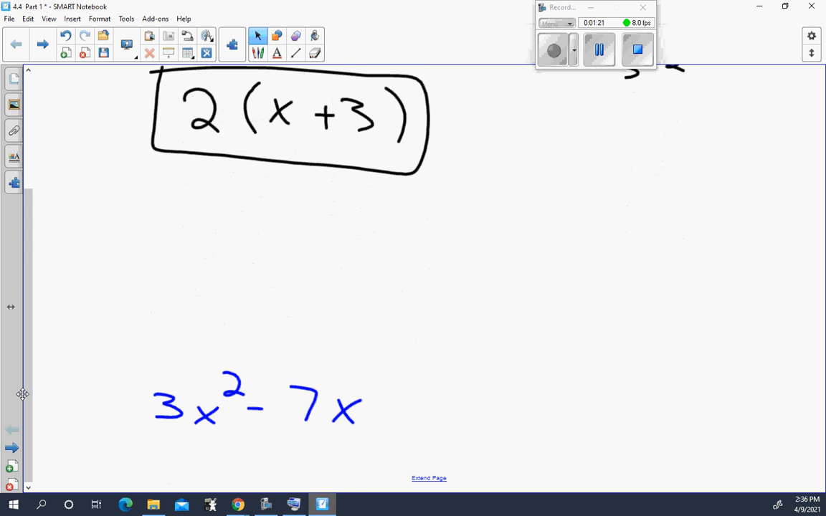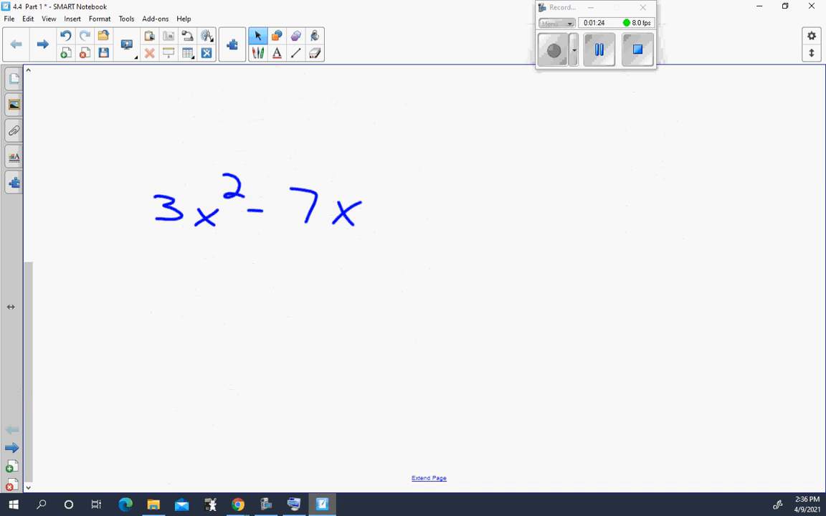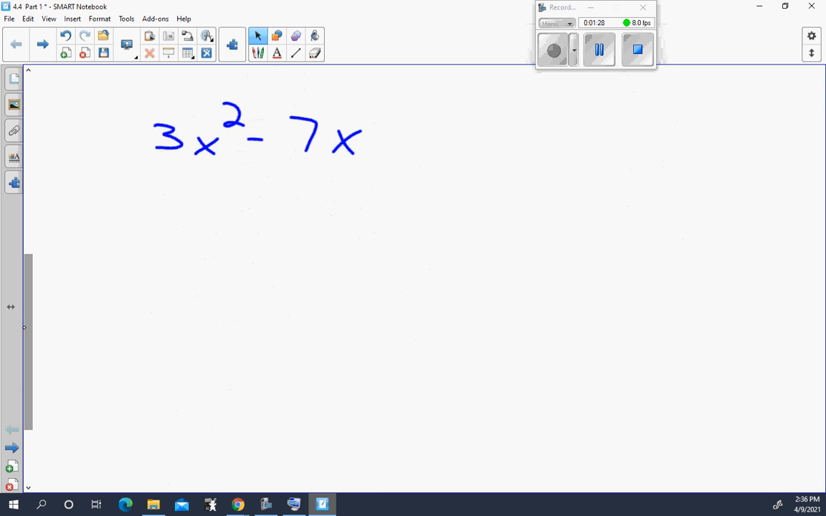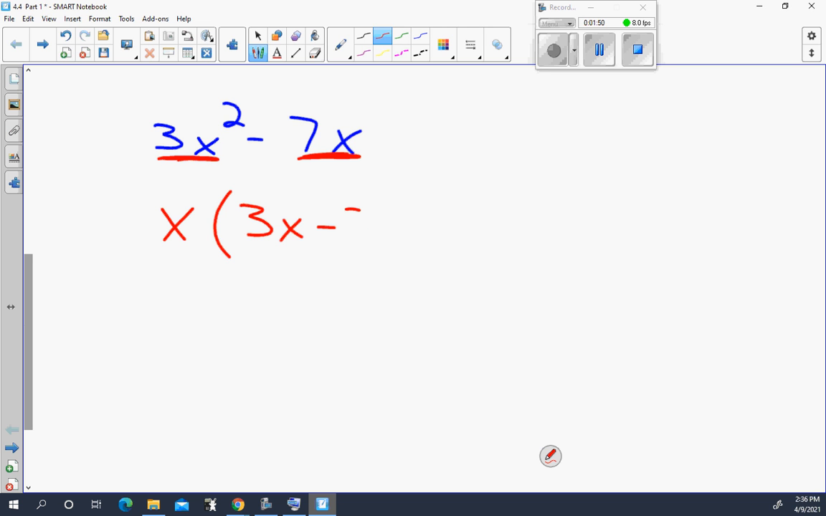Okay? So, next example. Again, what do these two terms have in common? Well, there's really only one thing that they have in common, right? 7 is a prime number, so no number goes into 7, but they both have an x. And when I take an x out of that first term, what's left? Just 3x. And when I take an x out of this term, what's left? Just the 7. And that's how we factor out these polynomials.